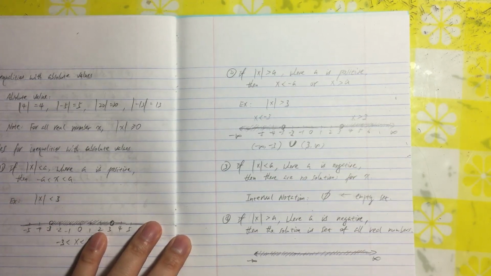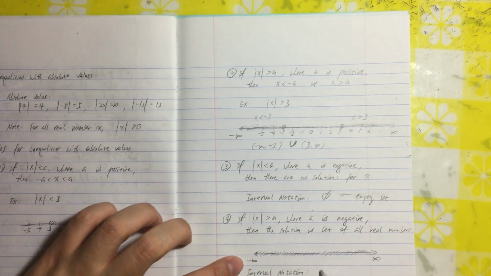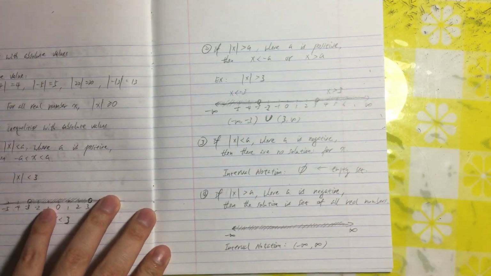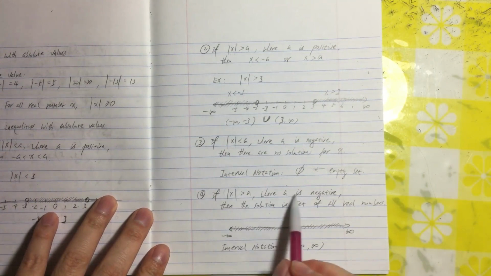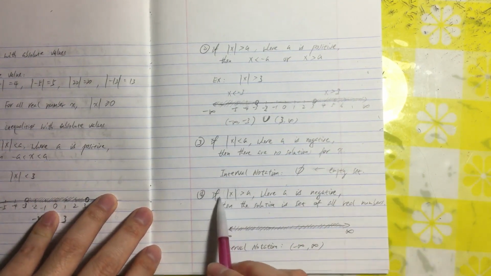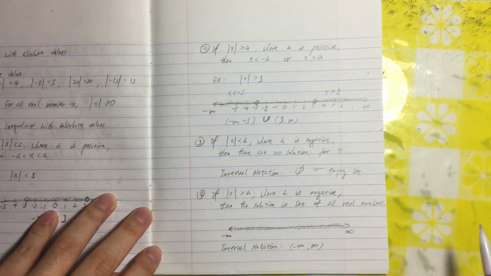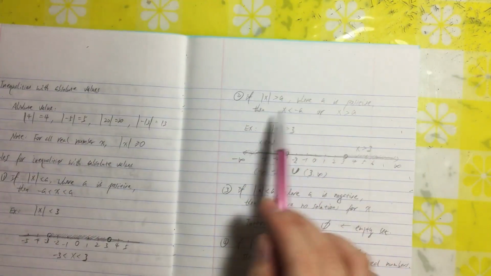So if we answer using interval notation, the left endpoint is negative infinity, the right endpoint is infinity. The solution is always the set of all real numbers. If the absolute value of x is greater than a, where a is a negative number, then the solution is always all real numbers. The inequality is always greater than a negative number. So the solution is the set of all real numbers. Keep these 4 rules in mind, especially the first 2 rules.